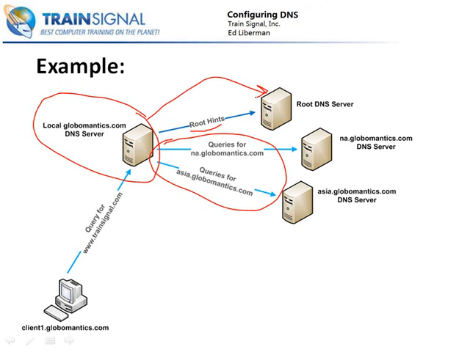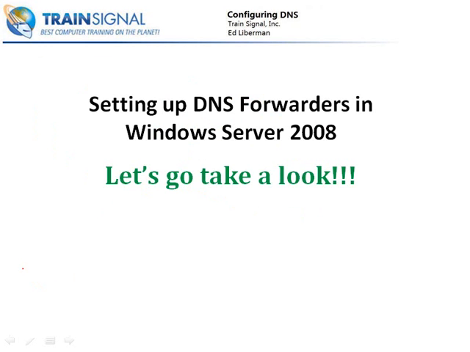The root DNS server is then going to, of course, send back a response saying go ask .com. .com will then say go ask trainsignal.com. Trainsignal.com will say, sure, here's the IP address. The IP address comes back to the globalmatics.com DNS server, who sends it back to the client. That's how this would work in the GlobalMantics network, or at least that's one way it could work in the globalmatics.com network. Let's go take a look at how to set this up in Server 2008.